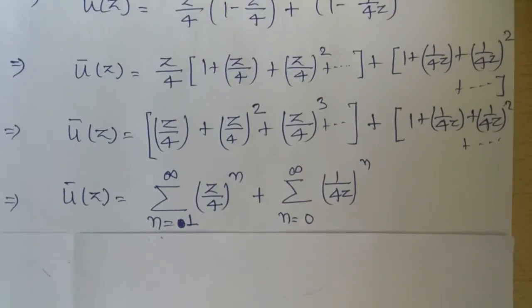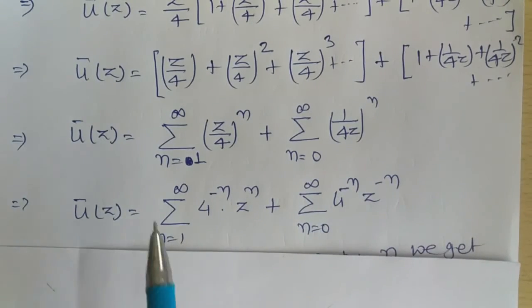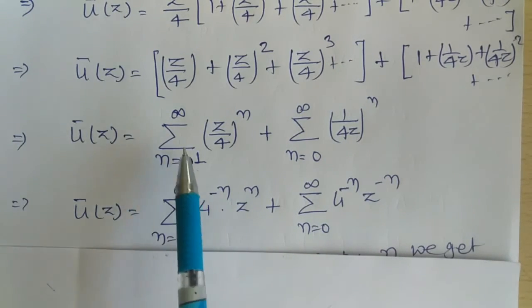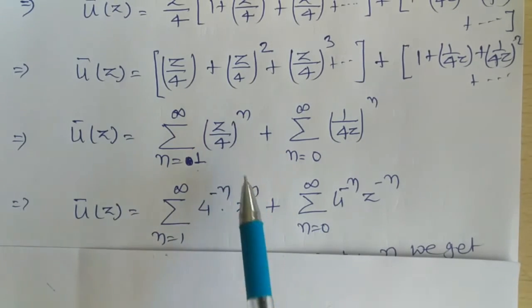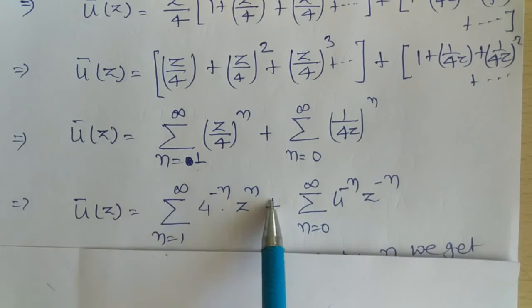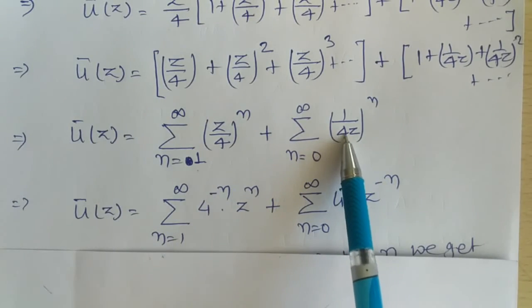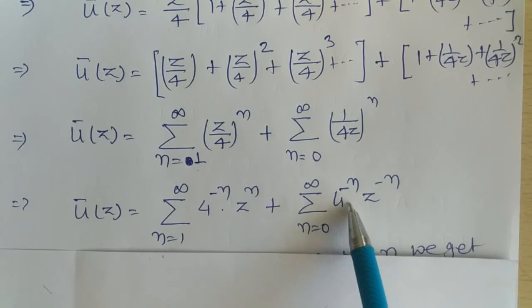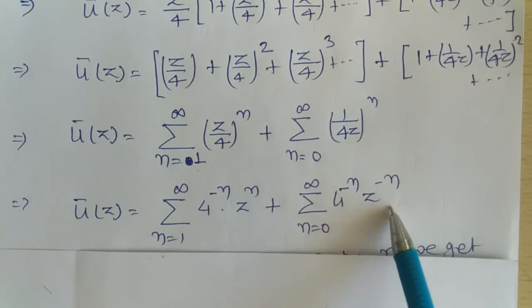Now further we can express u bar z as summation n goes from 1 to infinite. Now this is z power n upon z power 4n. So we write z power negative 4n in numerator, plus summation n goes from 0 to infinite. Here 1 upon 4 power n we write 4 in numerator as 4 power minus n, and 1 upon z power n we write z power minus n in numerator.